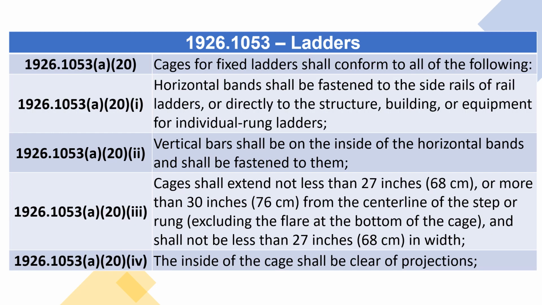1926.1053(a)(20). Cages for fixed ladders shall conform to all of the following, (a)(20)(i) through (a)(20)(viii). Horizontal bands shall be fastened to the side rails of rail ladders, or directly to the structure, building, or equipment for individual rung ladders. Vertical bars shall be on the inside of the horizontal bands and shall be fastened to them. Cages shall extend not less than 27 inches (68 centimeters), or more than 30 inches (76 centimeters), from the centerline of the step or rung, excluding the flare at the bottom of the cage, and shall not be less than 27 inches (68 centimeters) in width. The inside of the cage shall be clear of projections.